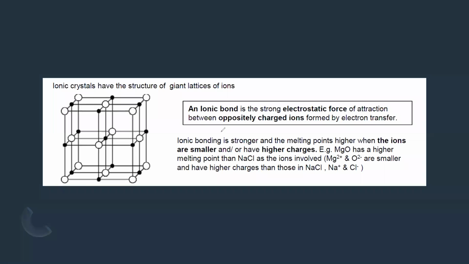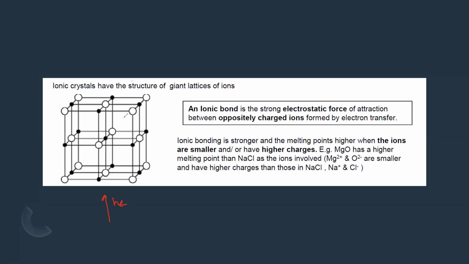And you can see the ionic bonding is stronger and the melting points are higher when the ions are smaller or they have a greater charge. What is the reason why it happens like this? Why does the ionic bonding become stronger, or why does the melting point also increase? Because the melting point, when you supply energy, is the temperature at which the substance changes state.